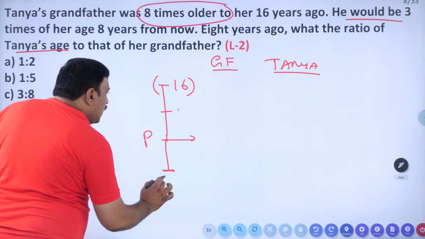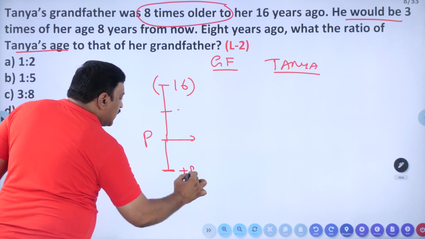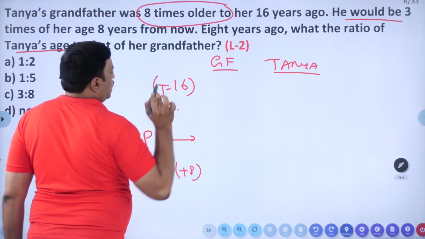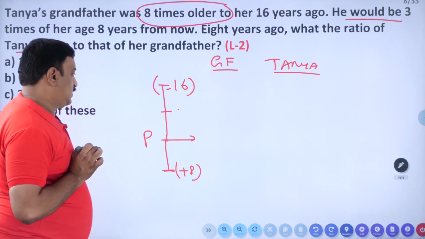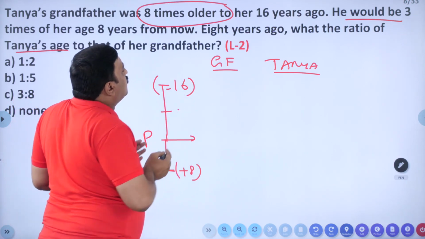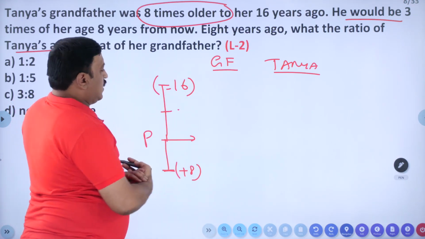Okay. Let it be like this. Plus 8 years. This is minus 8 years. Minus 16 years. Fine. Right. Hold on. This is not that much needed, but a little bit.